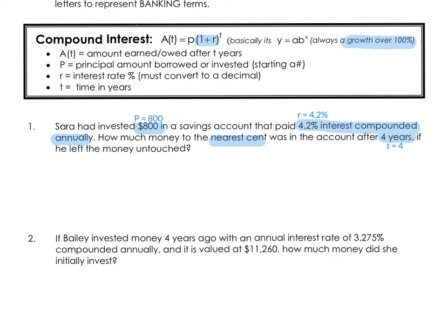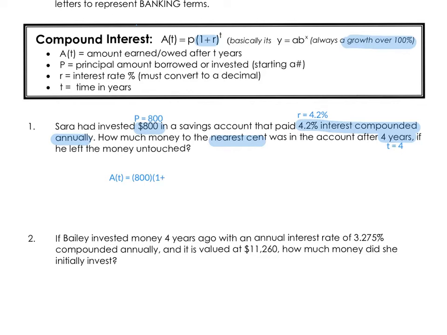So now that I have all this written out, I can go ahead and fill the pieces into my compound interest formula. And I saw that in the wording of the problem. That's how I knew that I was going to use compound interest. When I see that, I know I can use A of t equals and then sub in my principal amount, the $800, and then 1 plus the rate.